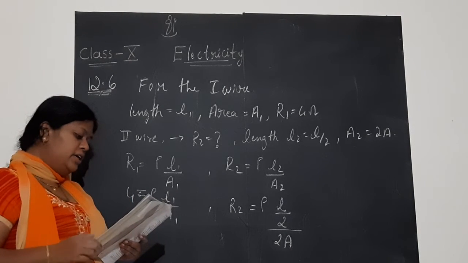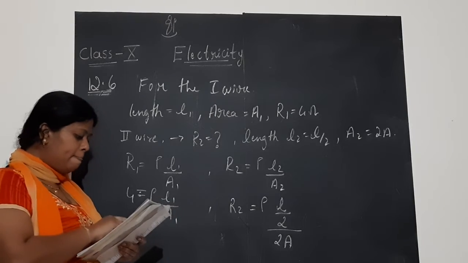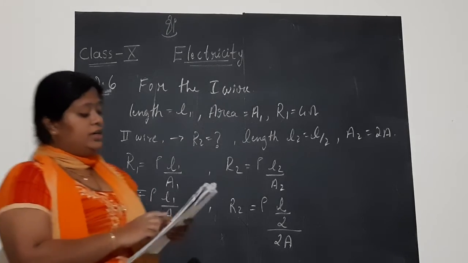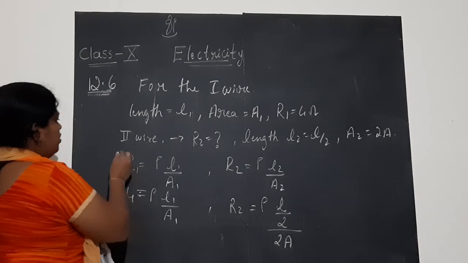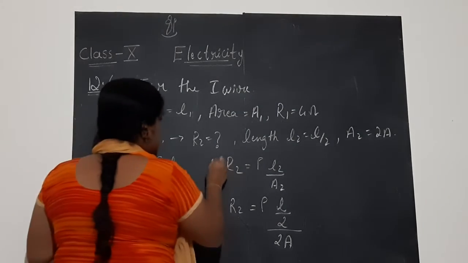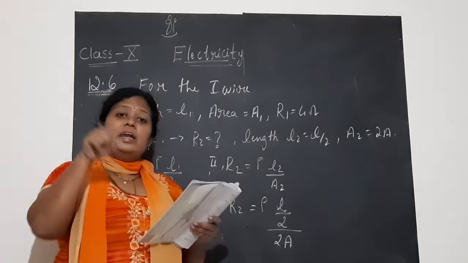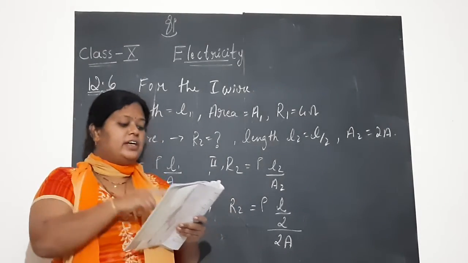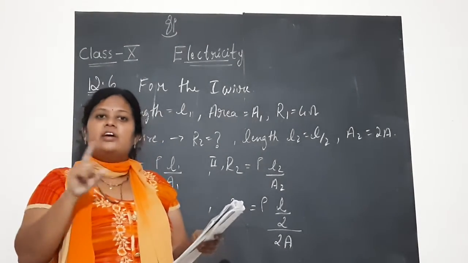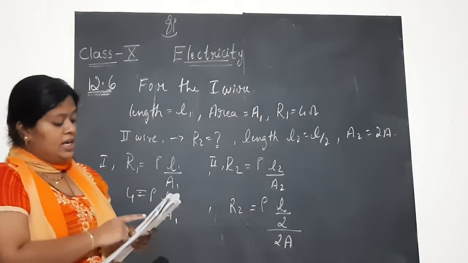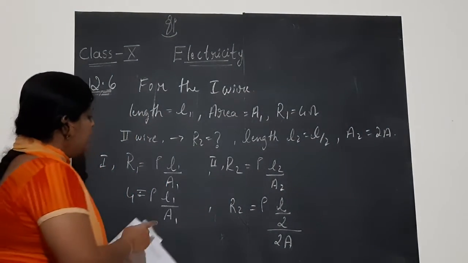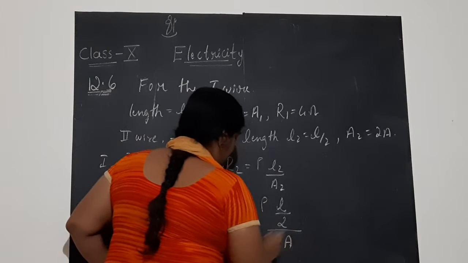Now, one more thing I wanted to tell you, children. This is for the first wire and this is for the second wire, okay. In your textbook, L, small letter L, for the length of the wire, looks like 1. So, don't get confused, that is small letter L. Next, here they have manipulated.